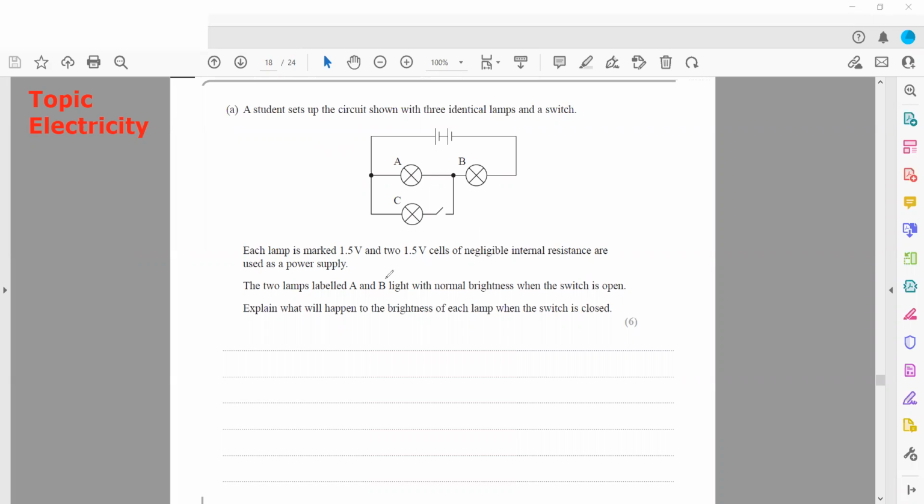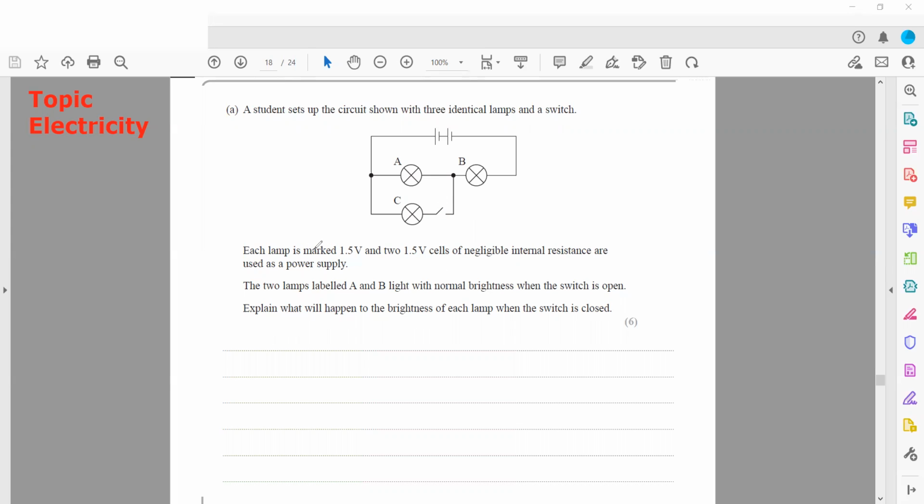The two lamps labeled A and B light with normal brightness when the switch is open. Explain what will happen to the brightness of each lamp when the switch is closed. Like when this switch is open, they have the normal brightness. But now they're asking what will happen if we close this switch, like if we connect here.